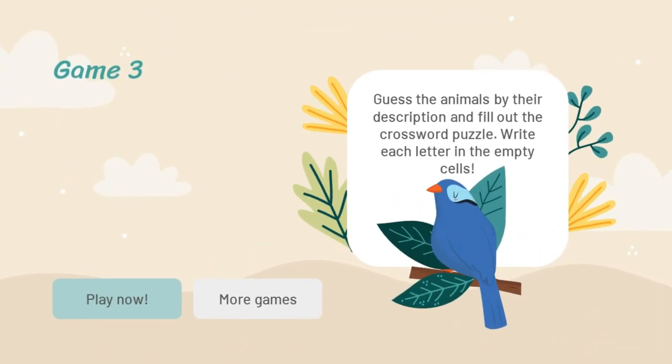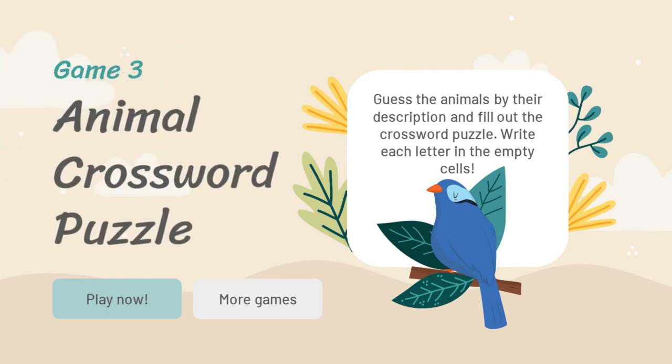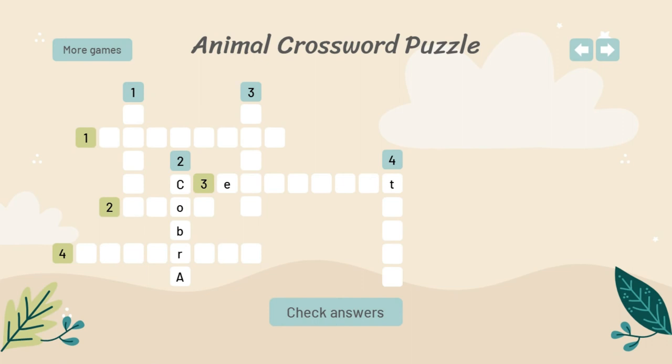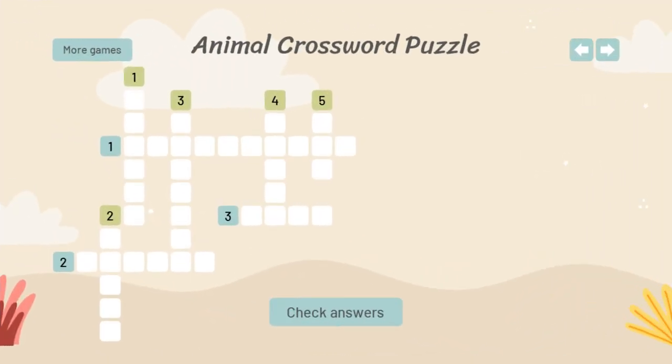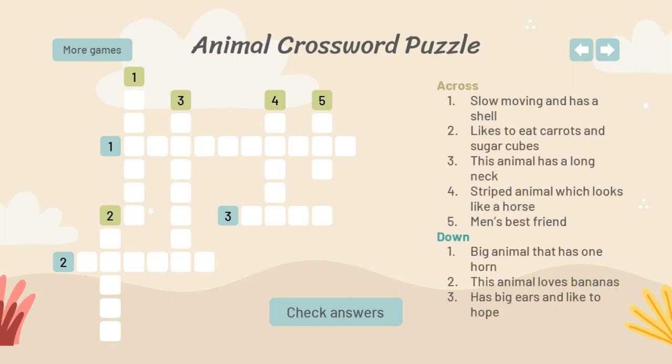Next game stage is an animal crossword puzzle. Guess the animals by their description and fill out the crossword puzzle. Write each letter in the empty cell. Okay. You can see the across and down, and you can try to fill the letter on that thing. This is the same too. See the across and the down and fill the letter.